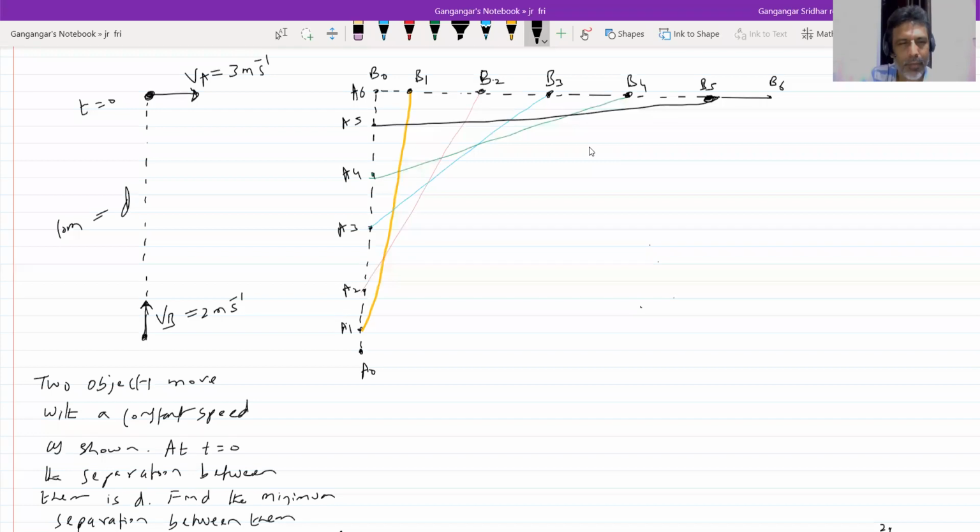Okay, now what is the method? What we do? I'll go for an alternative like this. I'll describe the motion of B with respect to A. So this will be VBA, the velocity of B with respect to A.